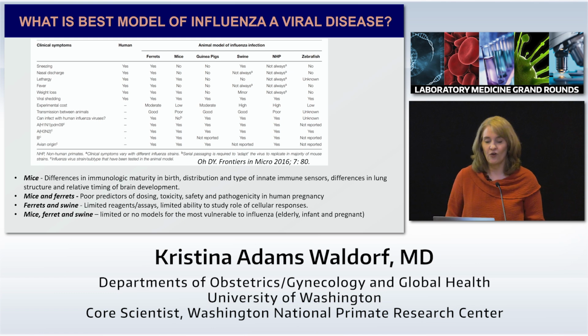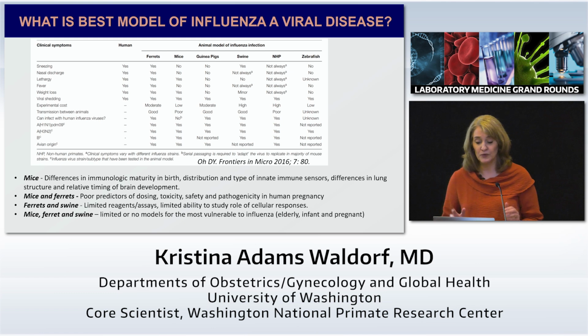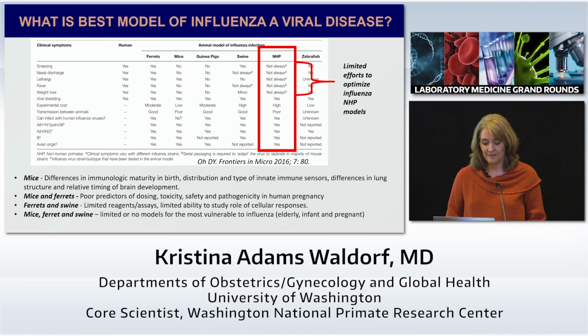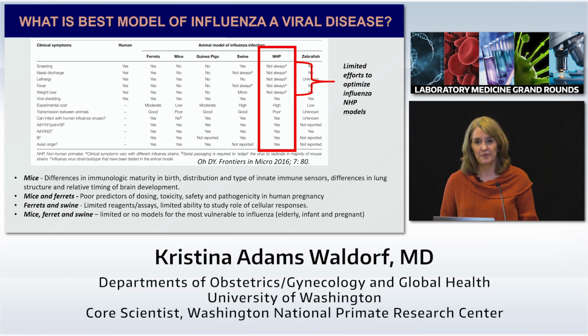And so comparing across different animal models that have been used for influenza A virus disease, ferrets, mice, guinea pigs, swine, non-human primates, and zebrafish, there are a lot of issues with different animal models that make them less translatable to human pregnancy. And so the non-human primate is the closest animal model to human pregnancy, and one that I've used for many years. But there have actually been limited efforts to optimize influenza non-human primate models, if you can imagine.